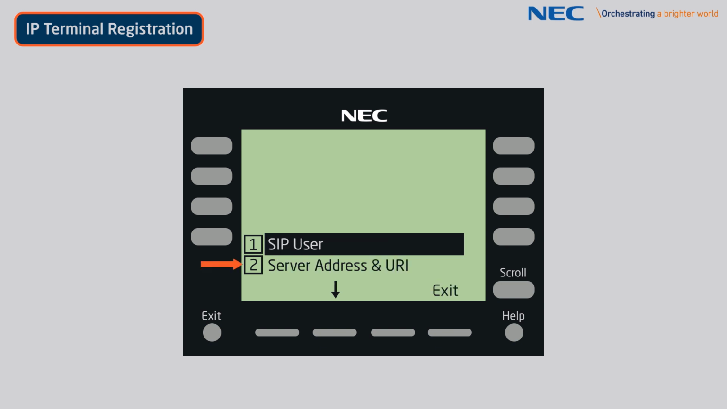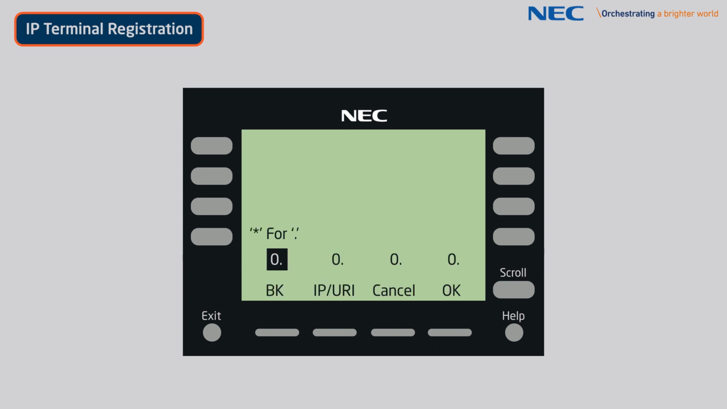Press 2 to select server address and URI. Press 1 to select first server address. Enter the VoIP IP address of the SL2100 using the keypad digits and press OK.